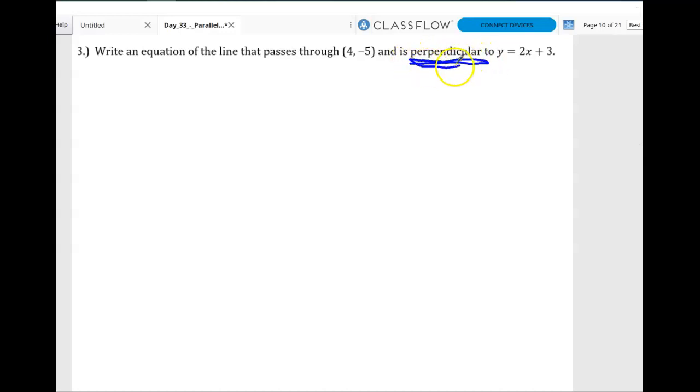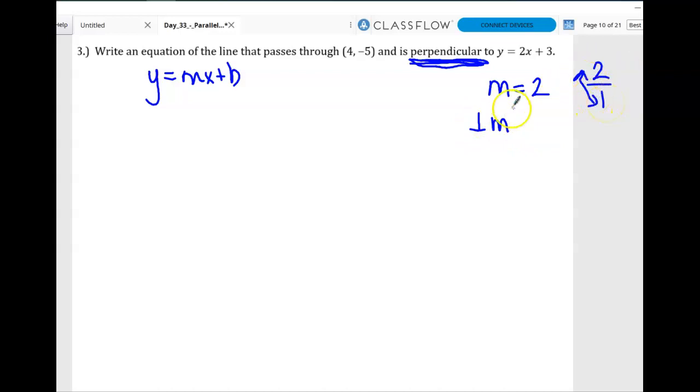This one's going to be a little bit trickier. So we're writing the equation of the line. Again, always equation of a line is in slope-intercept form. That's our goal. It's perpendicular to y equals 2x plus 3. So I'm going to first identify my slope, which is 2. Now for my perpendicular slope, I take 2, which is really 2 over 1, find the reciprocal, which is 1/2, and make it the opposite. So it's -1/2.